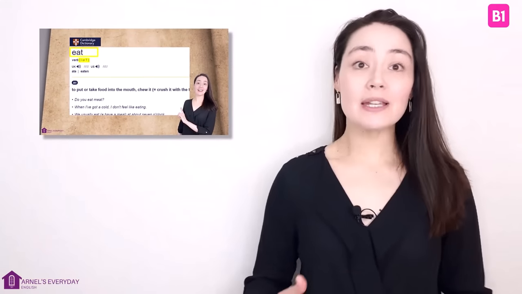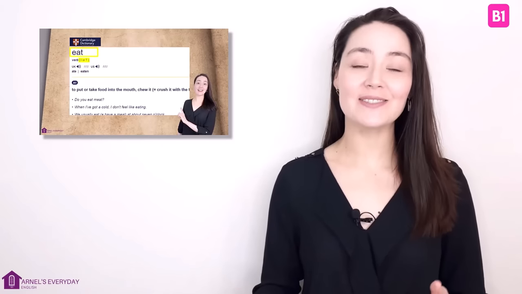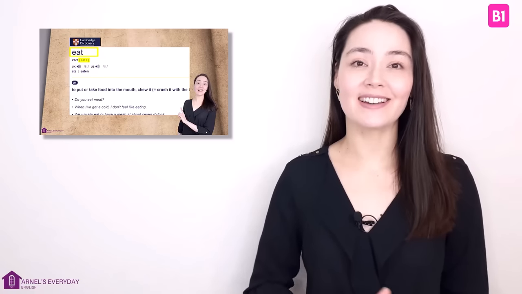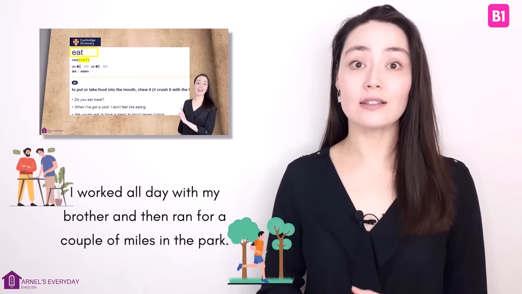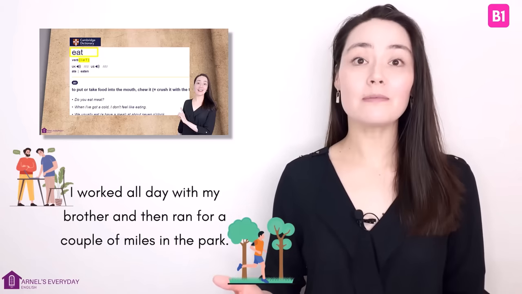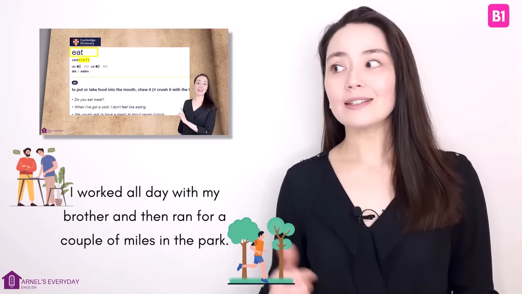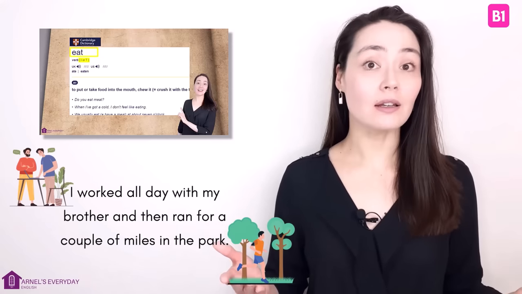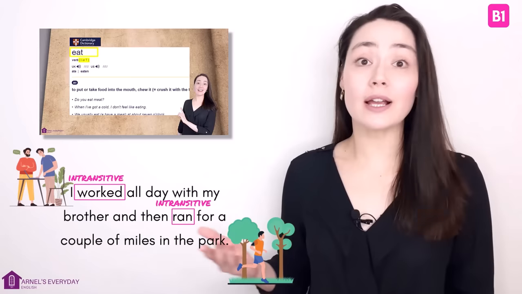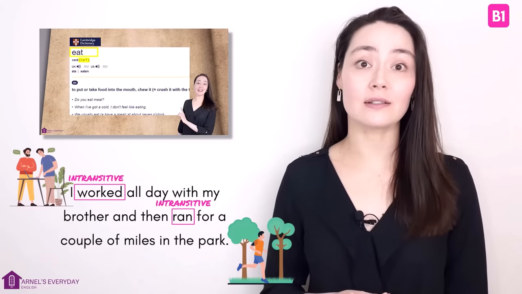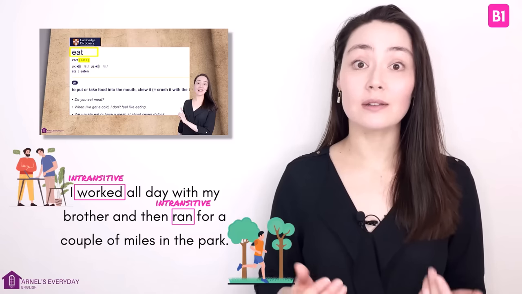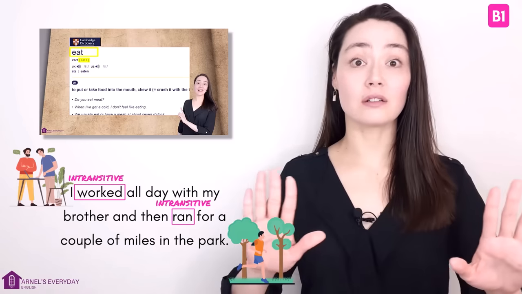So why am I spending so much time telling you about transitive and intransitive verbs? Because I don't want you to be confused. If you see a sentence like this, I worked all day with my brother and then ran for a couple of miles in the park. This is kind of a long sentence, but because work and run are intransitive, there are no direct or indirect objects in the sentence. So if you're trying to identify objects, maybe they're not there.